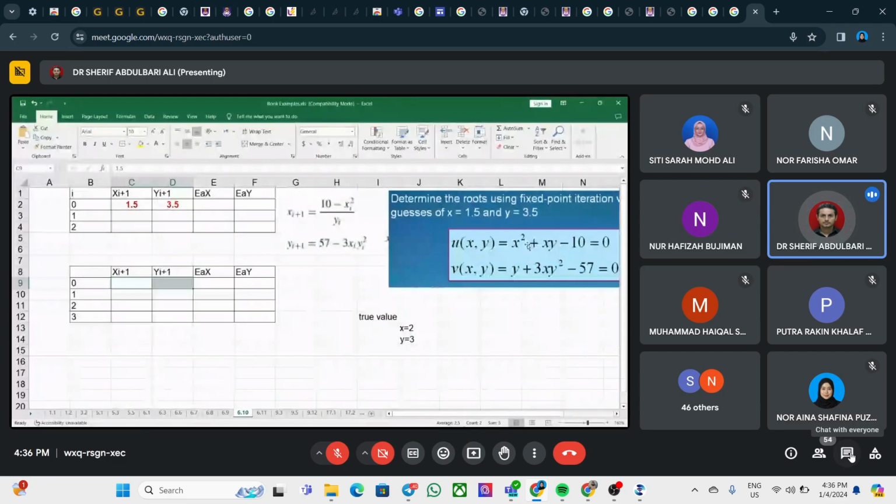Okay, so we have the functions here. The first function I'm going to rearrange for x, and the second function I'm going to arrange for y. When I rearrange the first function for x, I get x is equal to 10 minus x squared over y. The second function, putting y on the left side, gives y is equal to 57 minus 3xy squared.